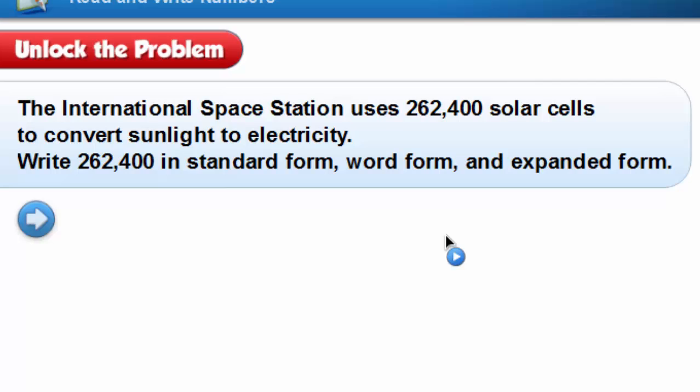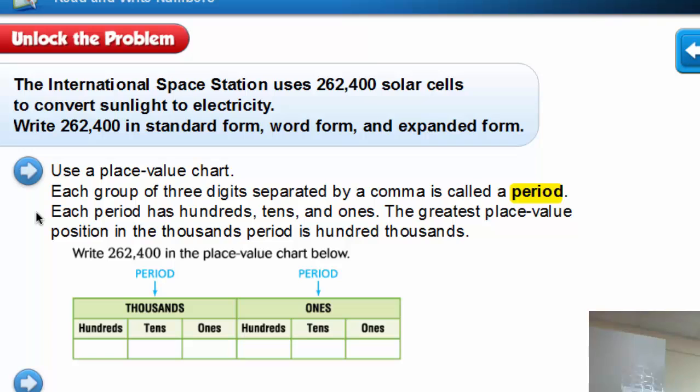Oh wow, this takes us back a few months, doesn't it? We talked about these different forms way back at the beginning of the year. We can use a place value chart. Each group of 3 digits separated by a comma is called a period. Each period has hundreds, tens, and ones. The greatest place value position in the thousands period is hundred thousands. So we've looked at the period of the ones: the ones, the tens, the hundreds. That's what we did most of this year. Now we're looking at the period with the thousands: the ones, the tens, and the hundred thousands.